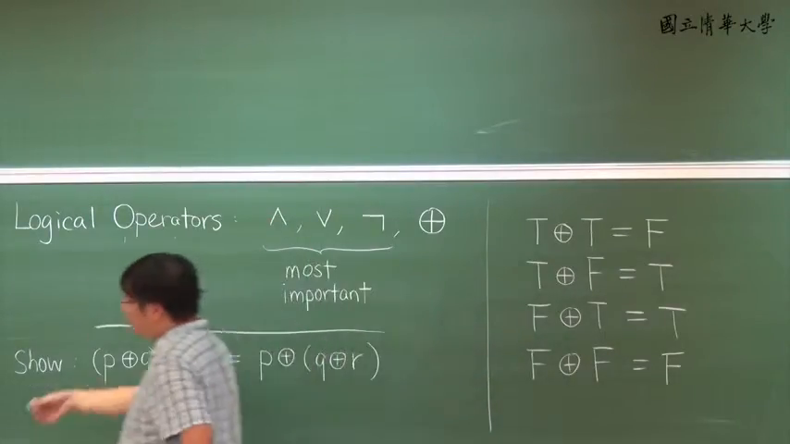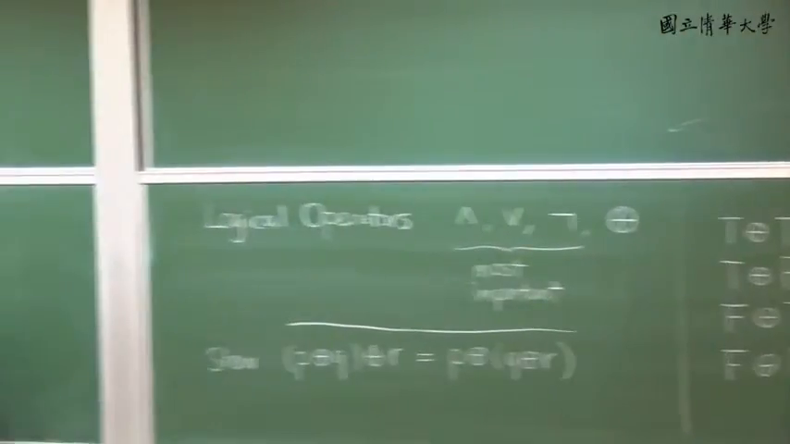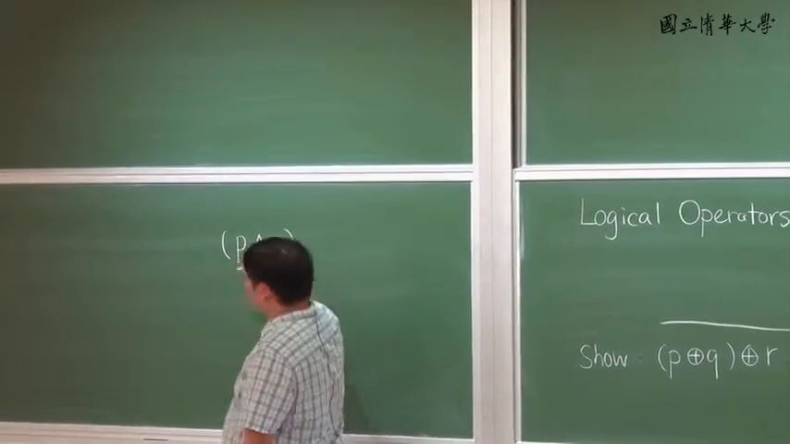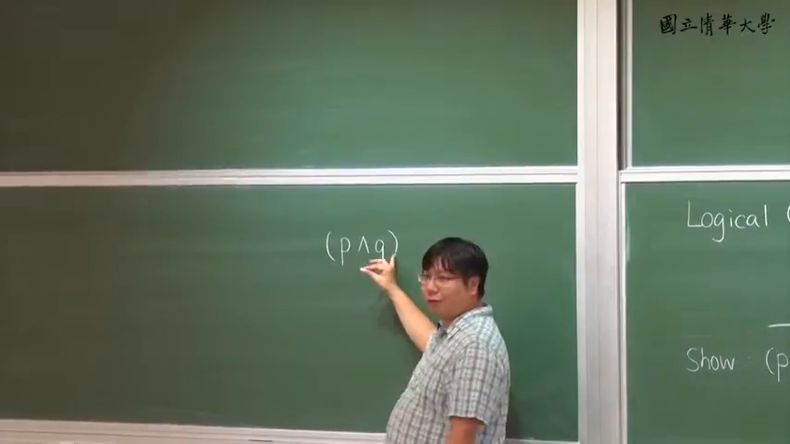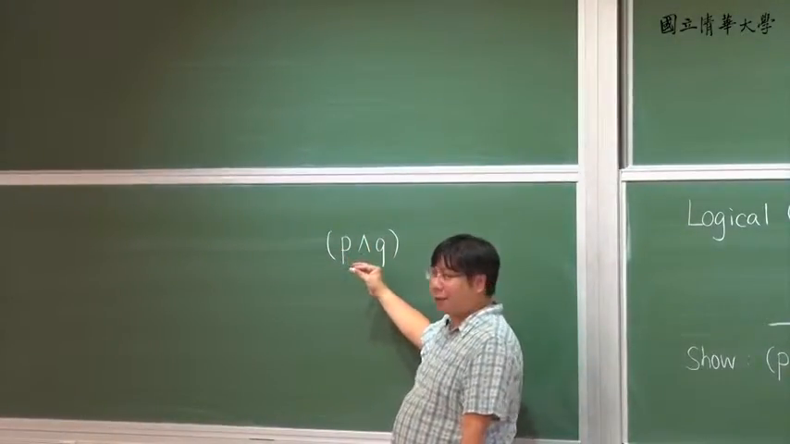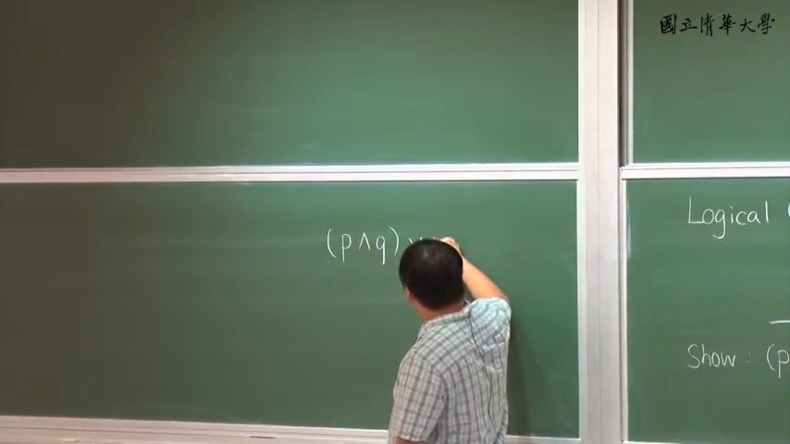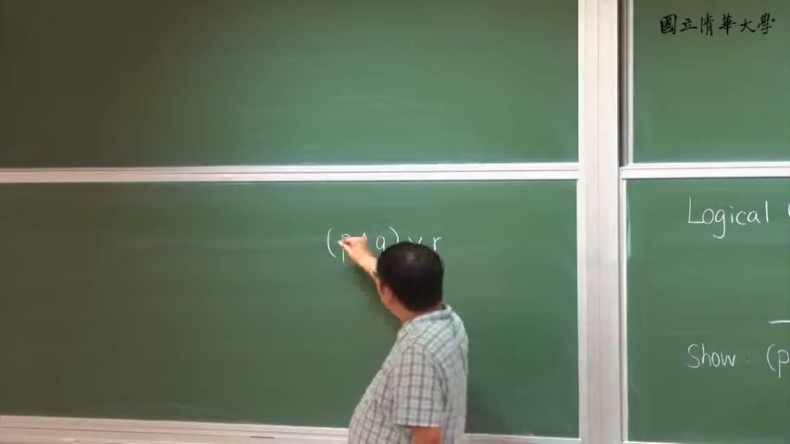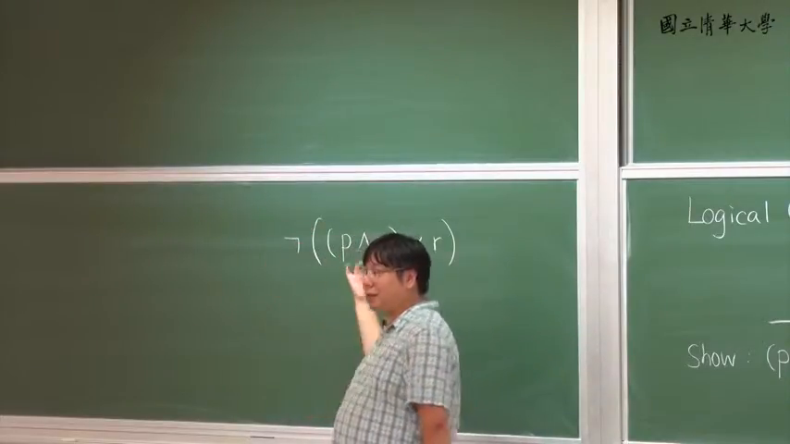We can further do something like this. For instance, we have P already, and then we have Q. Then P and Q becomes a new proposition, because I am creating a new proposition based on P and Q. Because it is a new proposition, I can further do something on it. For instance, I can have OR, something like this, and now this is a new proposition again. Then I can do something like not of this one. So this is still a proposition.